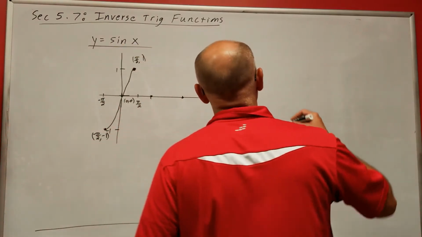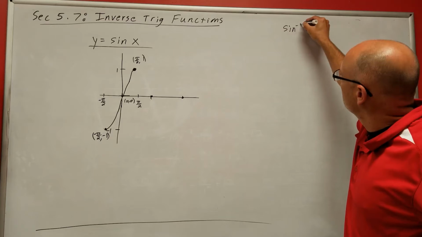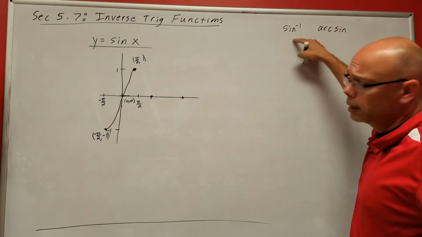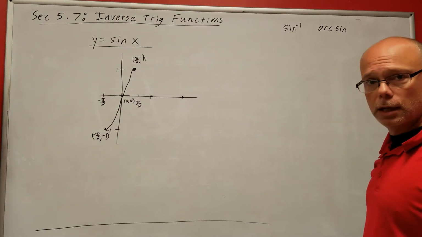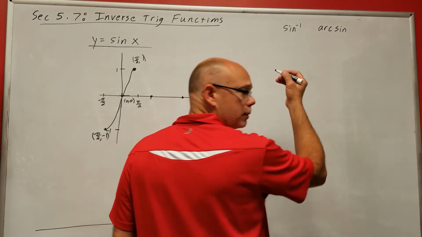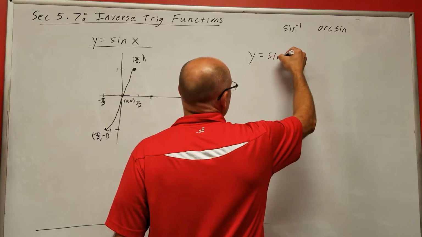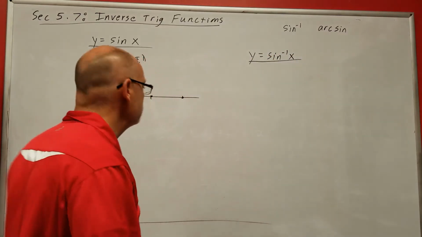And the inverse function we denote as inverse sine or arc sine. Okay, these mean the same thing. Just some books use this notation more, some books use that notation more. Well, let's sketch what the graph of the inverse function looks like. I'm going to go ahead and use y is equal to the inverse sine of x.